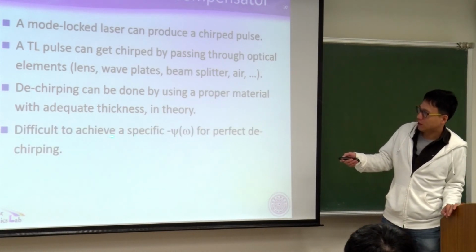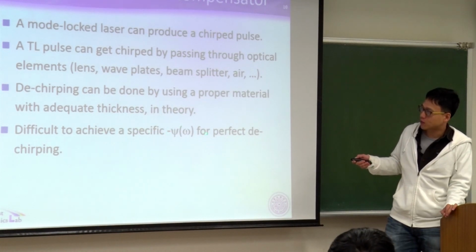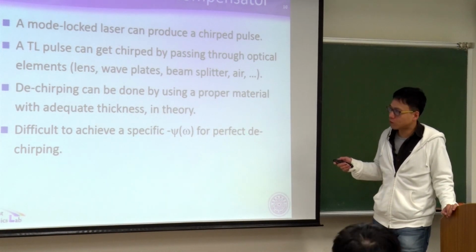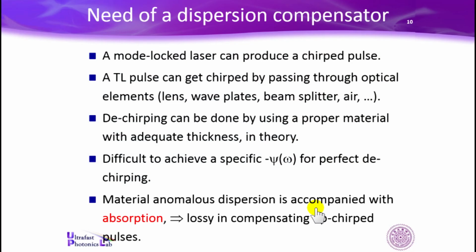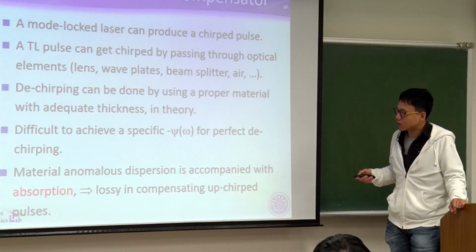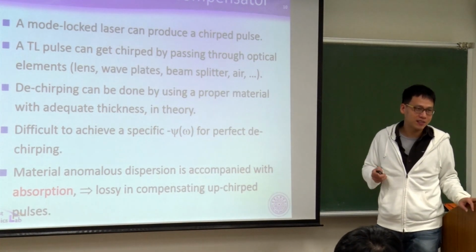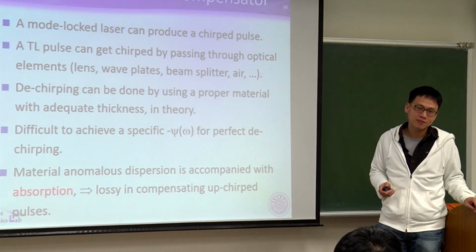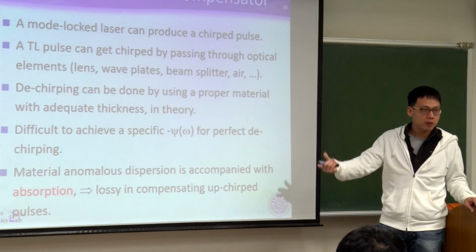Okay, so that's the issue I mention here. It's difficult to achieve a specific complementary spectral phase function for perfect compression if you want to use material dispersion. And another thing is that material anomalous dispersion is accompanied with absorption, just like what we analyzed. So it's lossy in compensating upchirped pulses. You have an upchirped pulse. If you want to compress it, you need anomalous dispersion.